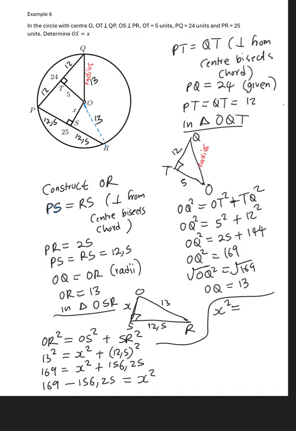and therefore we can now have X squared is equals to 169 minus 156.25 will give us 12.75, and then the square root, both sides we are interested in the positive value, so therefore X is gonna be the square root of 12.75 is equals to 3.57. So the value of X is therefore 3.57. Then this is our value of X. So this is how we solve the problem basically.